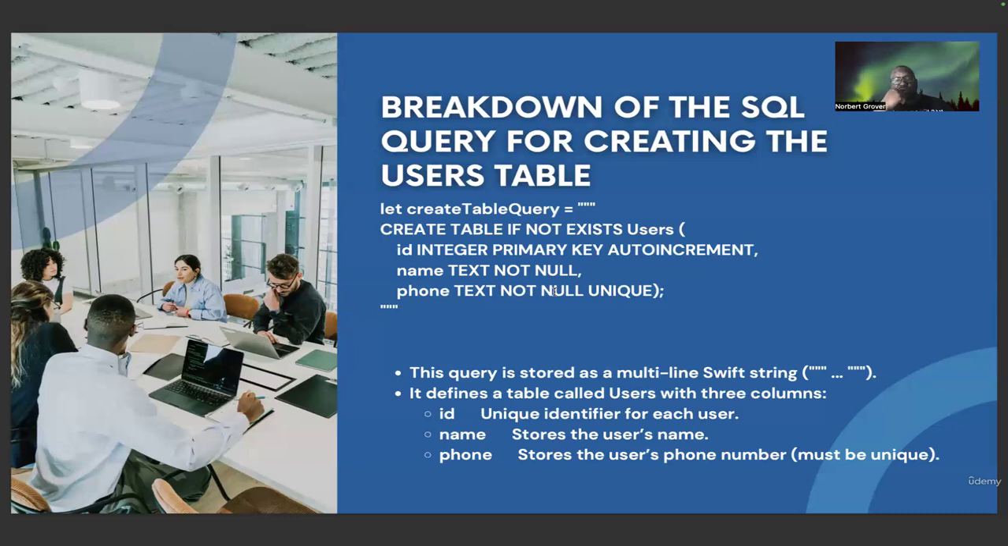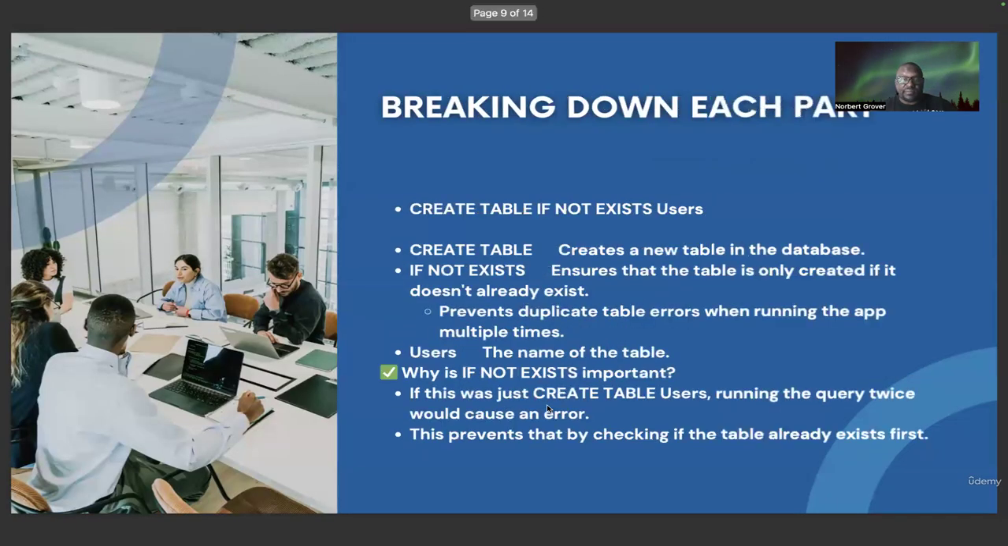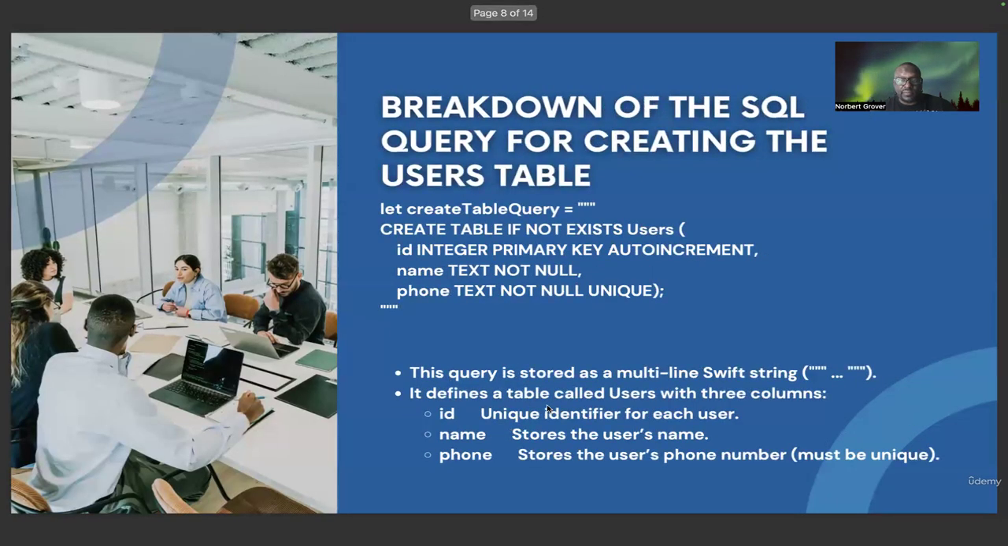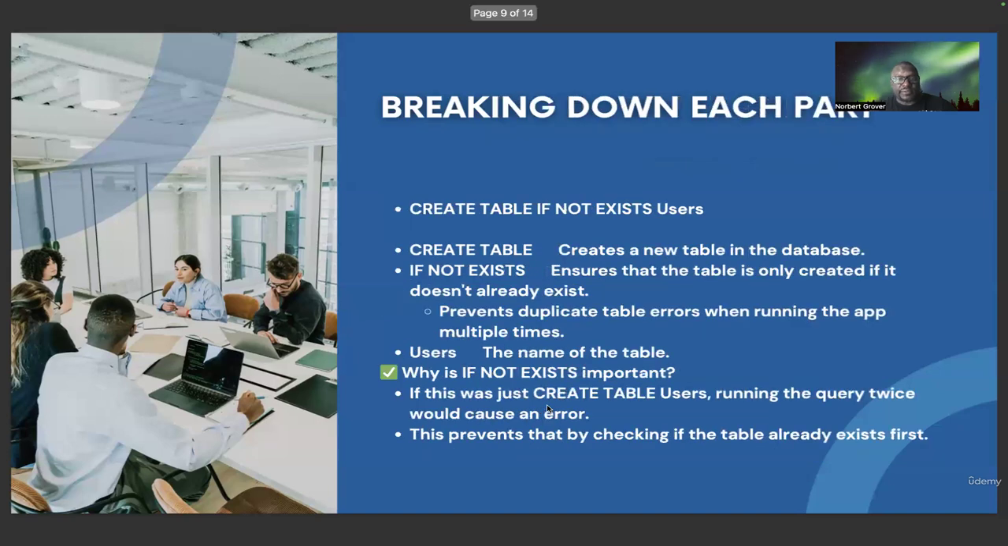So this query is stored as a multi-line string. It defines a table called users with 3 columns. And I've already explained these columns or properties. Now let's talk about each part. Create table if not exists users, right? So basically, if this table doesn't exist, we're going to create it.